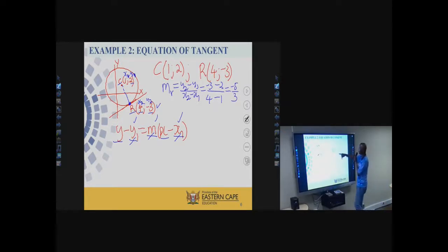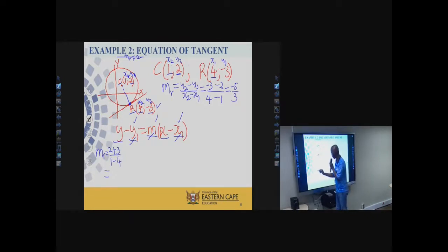Now remember, as I said earlier, some may have chosen to say this is x1 and that is y1, that is x2 and that is y2. You will still have the same answer. Because now the gradient of R is equal to y2, which is 2, minus y1, which is negative 3. So it's 2 minus negative 3, which is positive 3, making it 2 plus 3. Then x2 will be 1 and x1 will be 4. So the answer will still be 5 divided by 1 minus 4, which is negative 3.